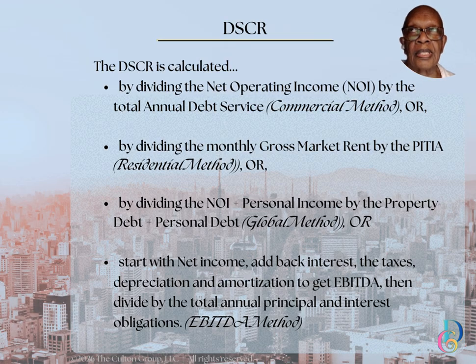Residential as in 1 to 4 units, like the duplex, triplex, and the fourplex. Or by dividing the NOI plus personal income by the property debt plus personal debt. This is the global method. Okay? You can leave something in the comments if this is one you hadn't heard of before.